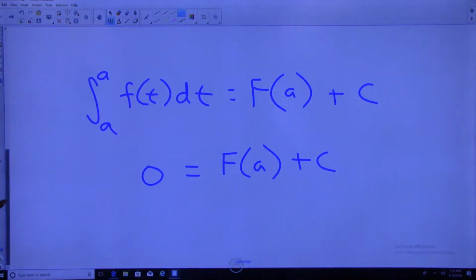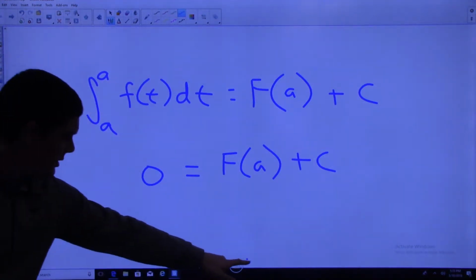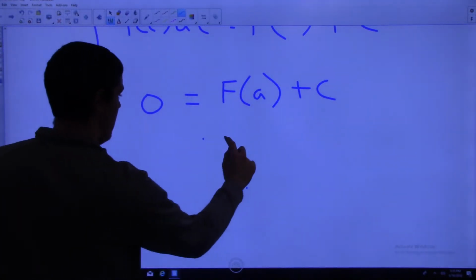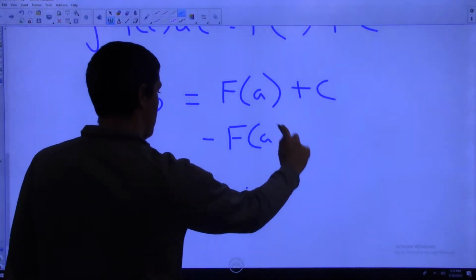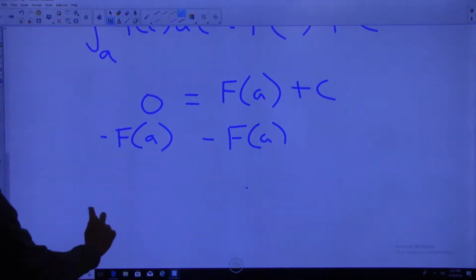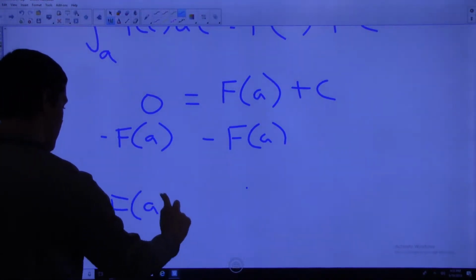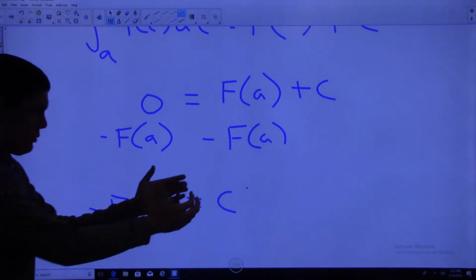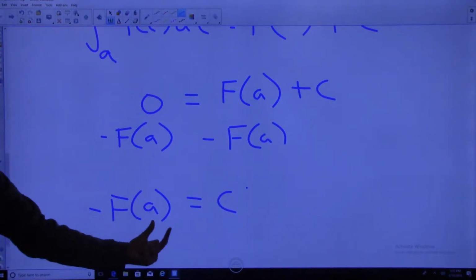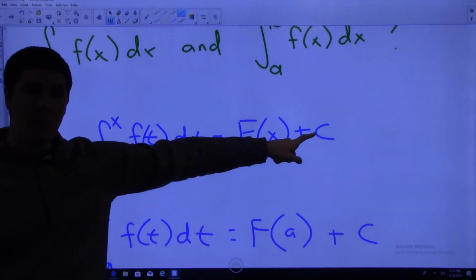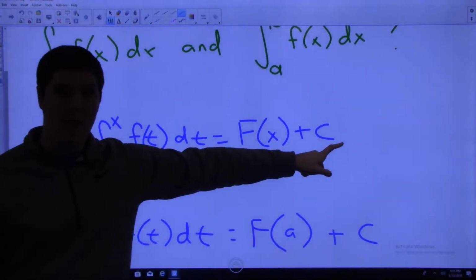Now let's solve for c. We subtract capital F of a, and we're left with negative capital F of a equals c. To wrap up, what we just found is that c is the same thing as negative capital F of a. If that's true, I can go back up here and plug in negative capital F of a.